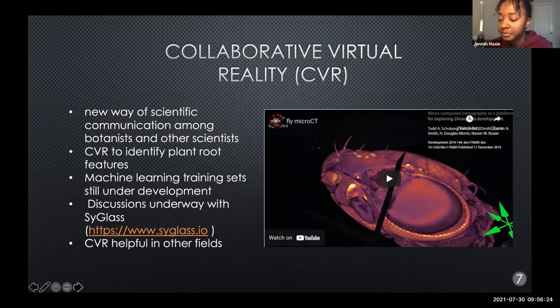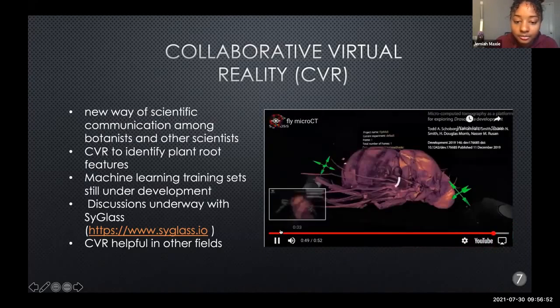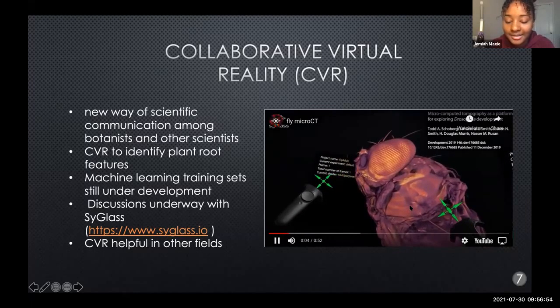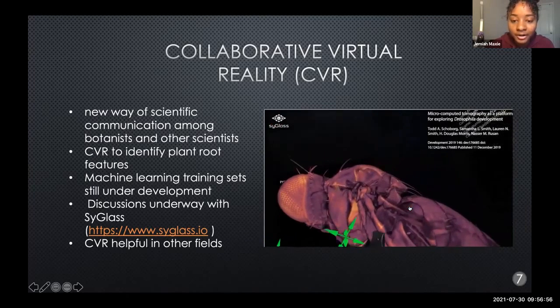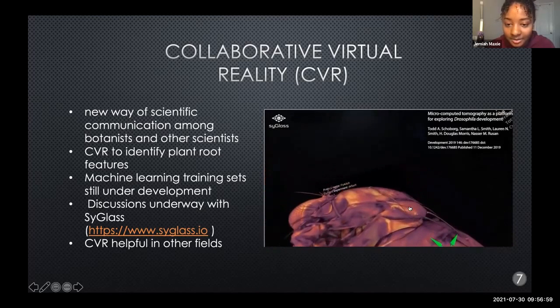The training sets for this are still under development, but there is discussion with SciGlass, which is a company that helps scientists understand their complex data and communicate their findings more efficiently with other scientists. And right here is a short clip of some 3D tomography that was done with this software. This is a fly in this image.